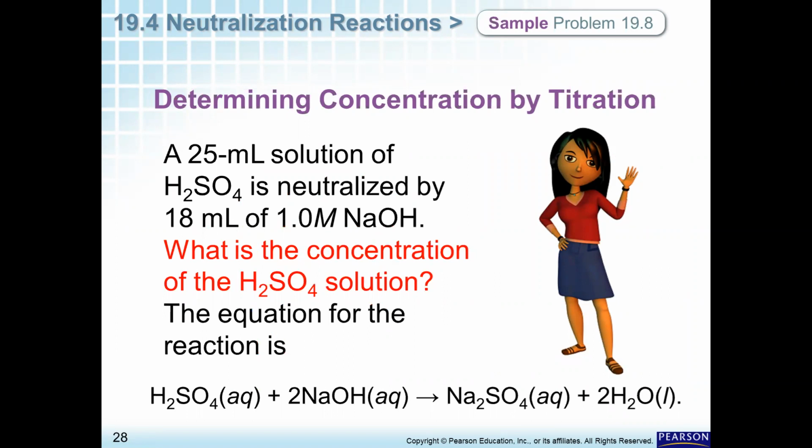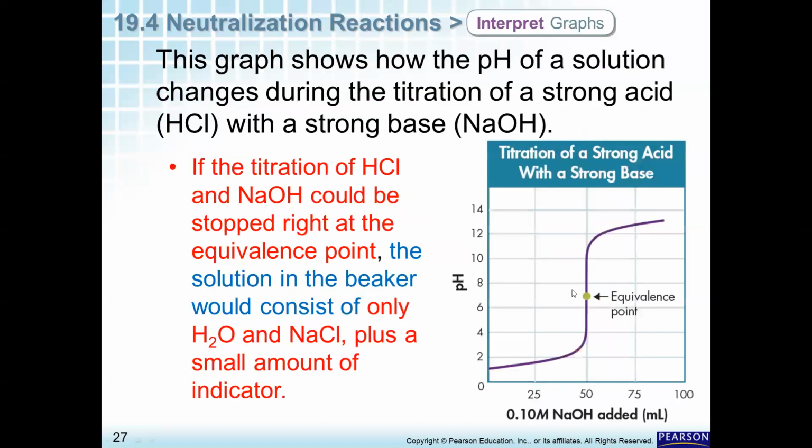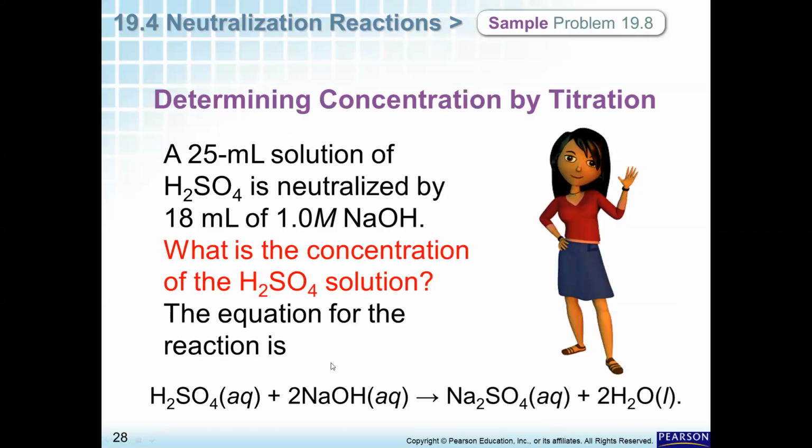We have a 25 milliliter solution of sulfuric acid that is neutralized. We did the neutralization; at the end point, the color has changed exactly when we used 18 milliliters. If you go back to what we used to get the equivalence point in the previous example, that was 50. In this case, only 18 milliliters of sodium hydroxide were used. And we know the concentration of that.